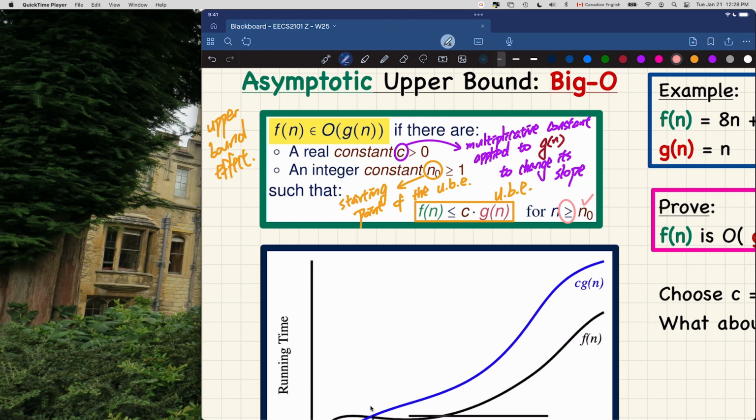Let me recap very quickly. The definition tells you that whenever you're given a task to formally prove that f of n is a member of the family constructed by g of n, two things. Number one, you got to choose the C. Number two, you got to choose n0. Once you have chosen these two, you have to show that this upper bound effect, which is like an inequality, is true for all the input sizes starting from n0. That's a formal definition. But let's now take a look at the diagram here.